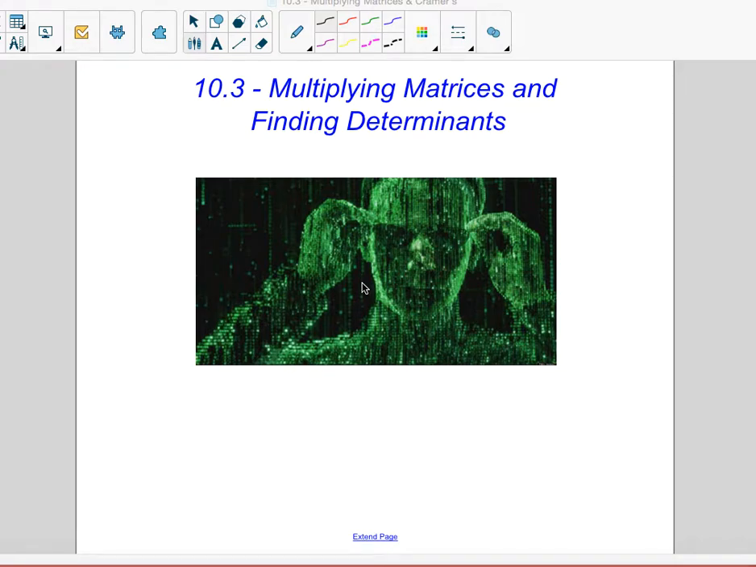Hey everybody, today we're going to do multiplying matrices and that's it, right? This determinant thing we're not going to do. I'm going to break this up. I'm going to do this one lesson over the course of the whole week.